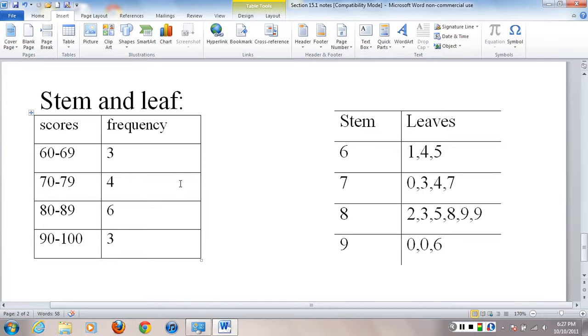Now one thing you notice about my stem and leaf chart is that it's ordered from least to greatest. You don't have to do that. This is called an ordered stem and leaf plot. Obviously, if it's not, it's just called a standard stem and leaf plot or stem and leaf diagram. As far as I'm concerned, it doesn't matter to me what the order is, as long as, of course, the data is properly represented.